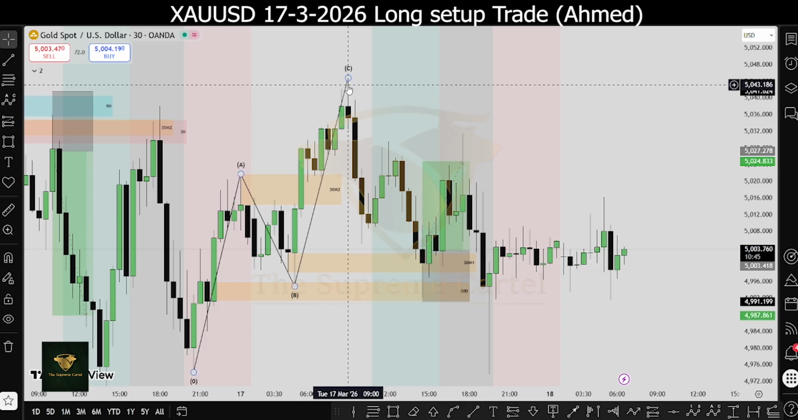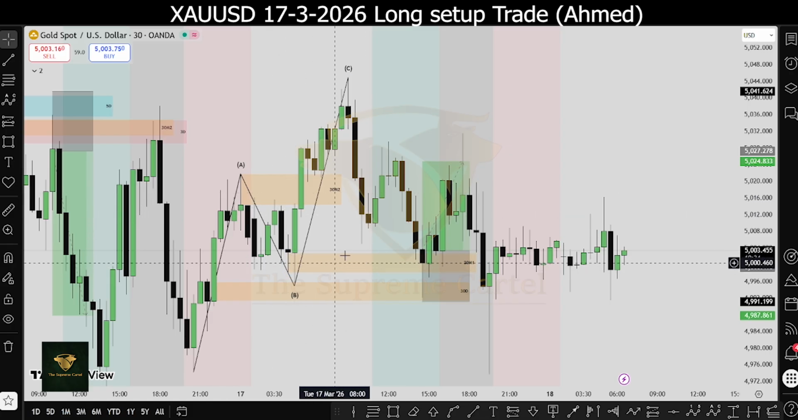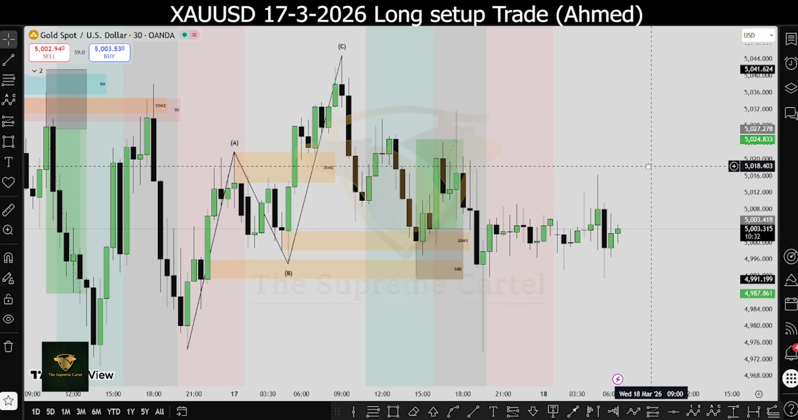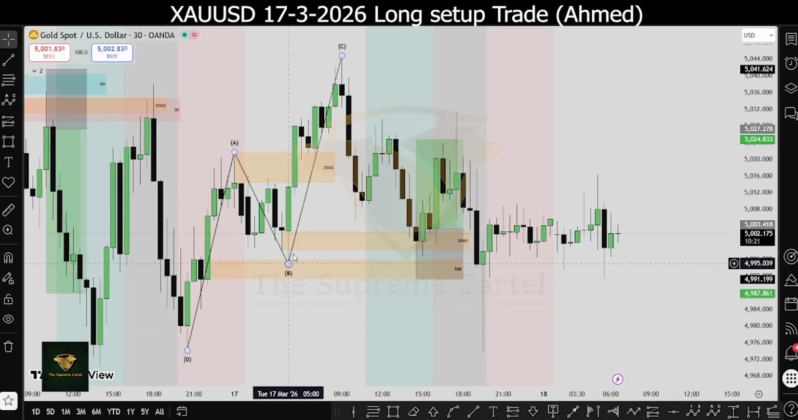Post pre-London, I was waiting for the price to retrace back to my key level. So my key level will be either this particular key level or this one. Eventually, before New York started, price came and retraced back to the specific level, which was my key level, which I had marked previously when I was preparing the A, B, and C structural level.